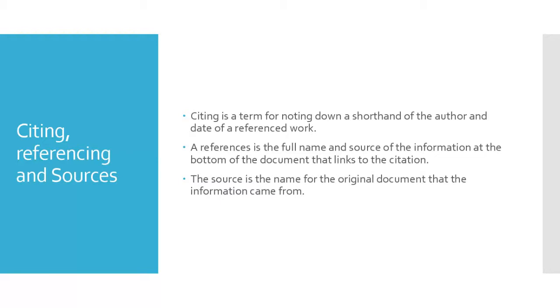Citing references and sources. Citing is a term for noting down a shorthand of the author and date of a referenced work. A reference is the full name and source of the information at the bottom of the document that links to a citation. The source is the name of the original document that the information came from.